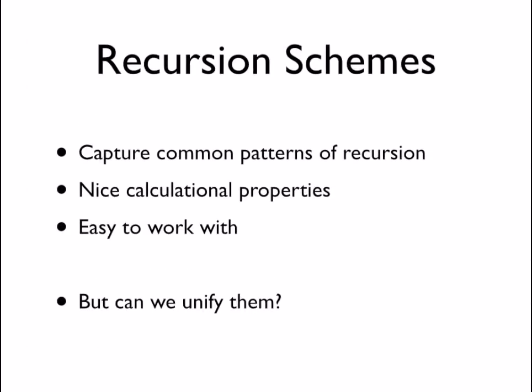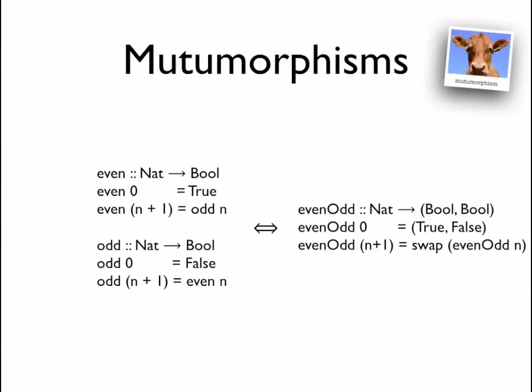So, for a while it seemed rather unlikely that some unification exists, but it turns out that it does exist, and that's what this paper is about. Let's start with a simple example to understand the technique we use to show this unification. The humble mutuomorphism is a good place to start.